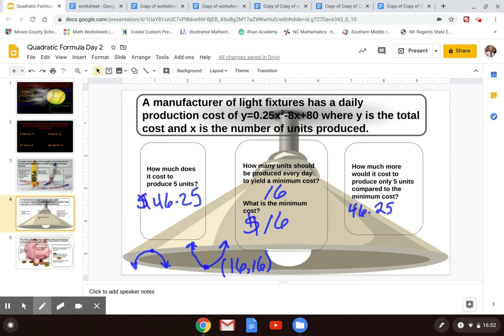All right, minus the cost for minimum units, which is 16. That gives me $30.25. So my answer is $30.25. So it would cost $30.25 more to produce only 5 units as compared to the minimum cost of $16 for 16 units. Okay?